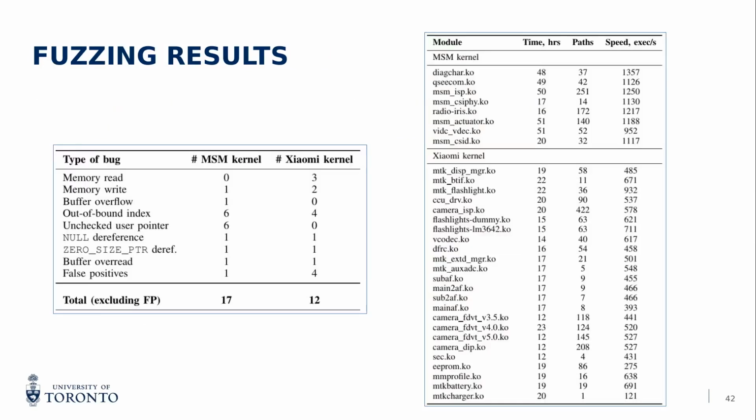Now, putting everything together, we tested our evasion fuzzing framework to fuzz IOCTLs in 32 drivers from 2 different kernels and discovered 29 bugs in total, 12 of which were confirmed to be new bugs. We also had only 5 false positives. This confirms that evasion is efficient enough to find new bugs with a low false positive rate.